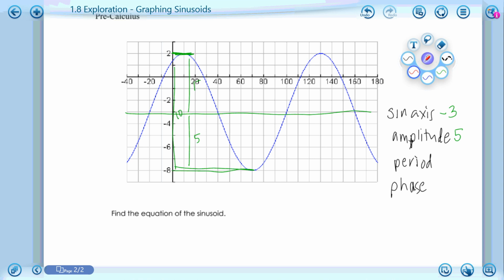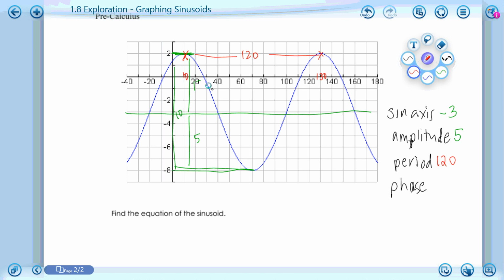The easiest thing to do is to go from a critical point to the next time that same critical point shows up. In this case, an easy critical point to use is the point where it's at the top of the graph. So here it's at the top of the graph at 10 degrees, and then here it's at the top of the graph again at 130 degrees. So that's telling me that 130 minus 10, which is 120 degrees, is the number of degrees it takes to complete one full cycle. That number is the period. It's 120 degrees. Now that number is not going to go in my equation directly, but let's not worry about that yet. Let's just get the critical information.